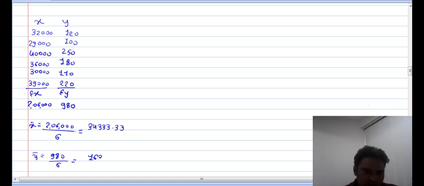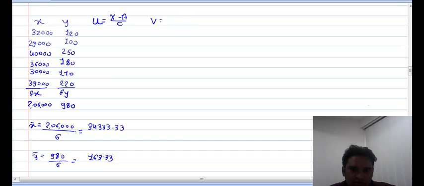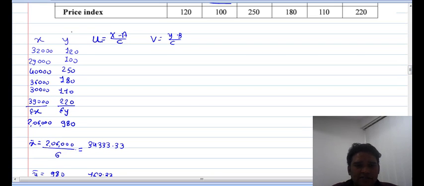So 163.33. Now you can see both the x bar and y bar are non-integers and the values are big. So we have to compulsorily use the u and v method, shortcut method. Now you have to convert the x into the u. So what is the formula? X minus a upon c, and we have to convert the y into the v. So y minus b upon c. Now out of the x observations we will assume a as our 30,000. Right, we will always assume a round figure so that our calculation will be easy, and c will become 1000. Right, our common divisible factor will become 1000.